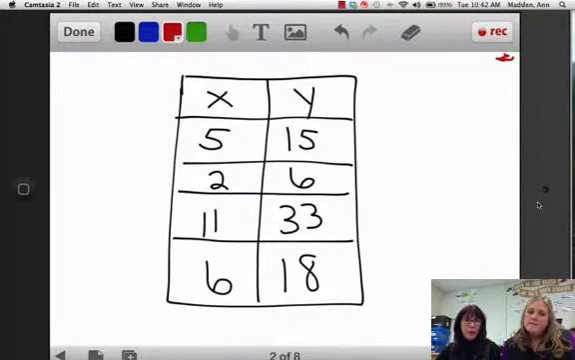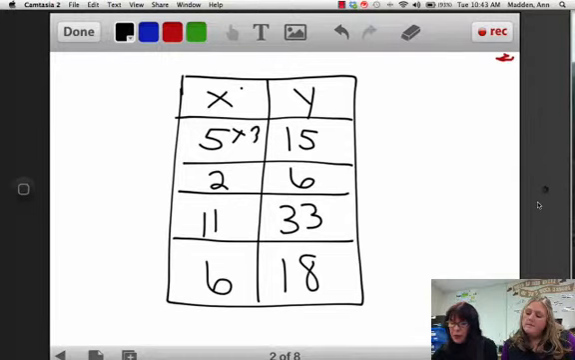Our first example is in column X, we have the numbers 5, 2, 11, and 6. If you look from 5 to 15, that tells me that I'm going up. The numbers are getting larger, so therefore I would either be adding or multiplying a number to 5. So let's see if we can find our pattern. If I was going to multiply, it would be 5 times 3. If I was going to add, it would be plus 10.